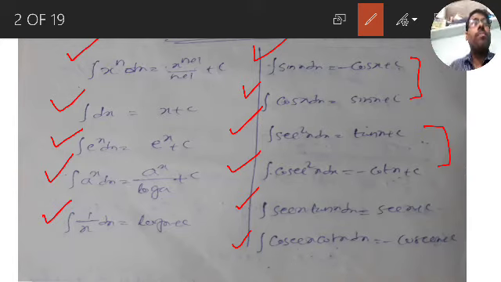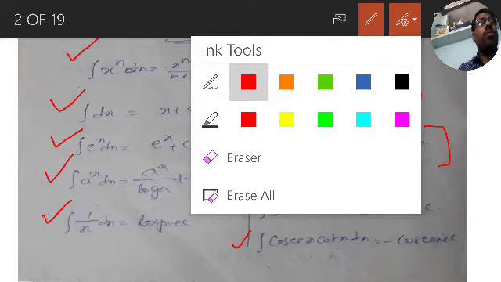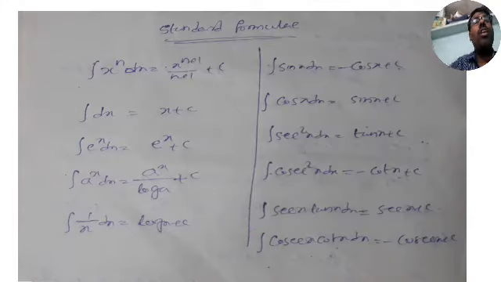Are you getting it? So these are the formulas.